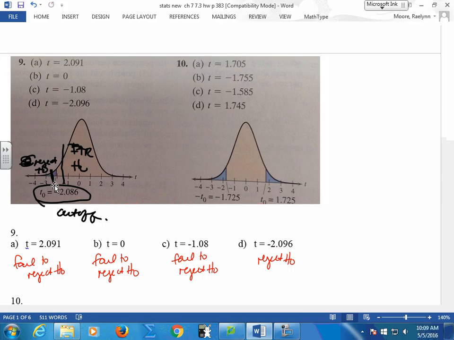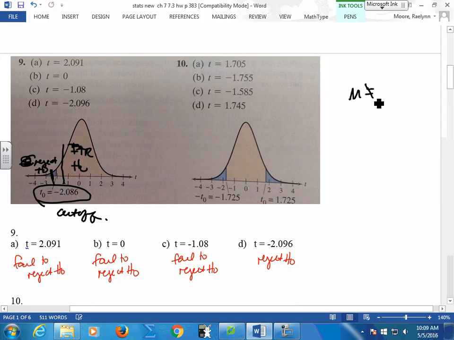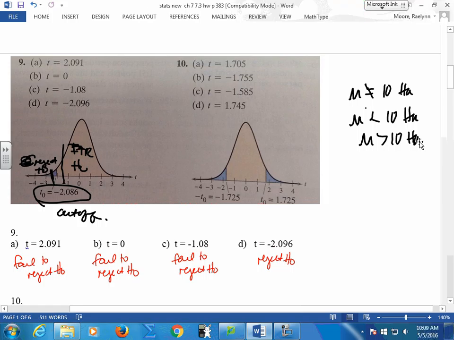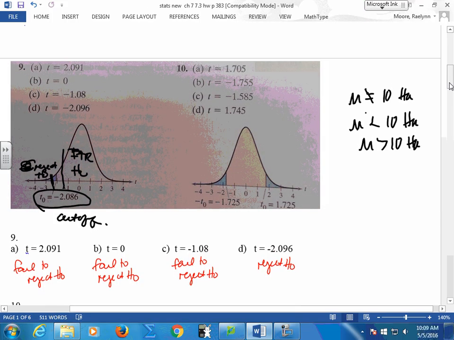Say your claim is that these two things are not equal to 10. This is your HA. This is a two-tailed test. If it says your HA is less than 10, it is a left-tailed test. It always goes by your HA. This is a right-tailed test, regardless of what it turns out as.